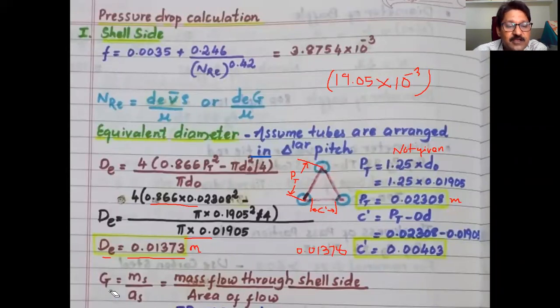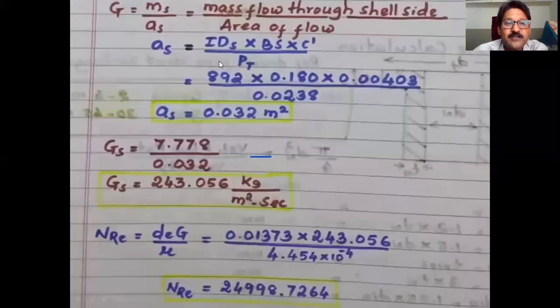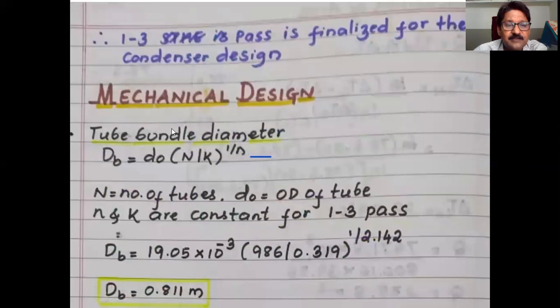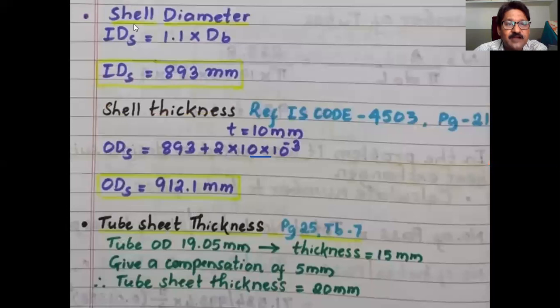I hope you are getting this one. So G is equal to Ms by As. G is the mass flow rate, and As is the area of flow. Therefore As is ID of shell, baffle spacing, clearance by pitch. ID of shell is already calculated as 892, baffle spacing is 180, clearance is 0.00403, and pitch is 0.0238. If you want to see the ID of shell, I'll show where we calculated it. Here, tube bundle diameter, mechanical design, and ID of shell.